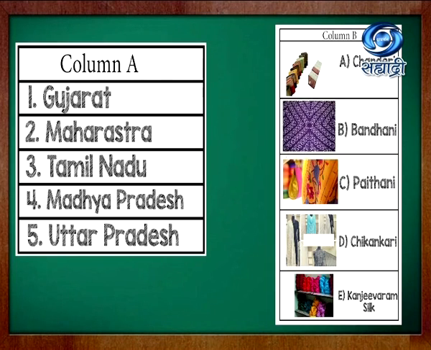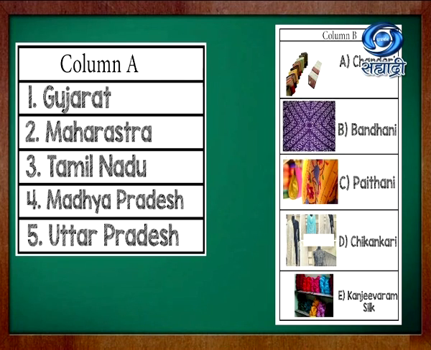Now, let's see the place of origin for different types of cloth. The first state that we have is Gujarat. Do you know the fabric that is very famous from Gujarat? It is Bandhani. Next, the state is Maharashtra. Maharashtra is very famous for its Paithani saris. Now, the next state that we have is Tamil Nadu. Do you know what is very famous from Tamil Nadu? It is Kanjivaram silk.